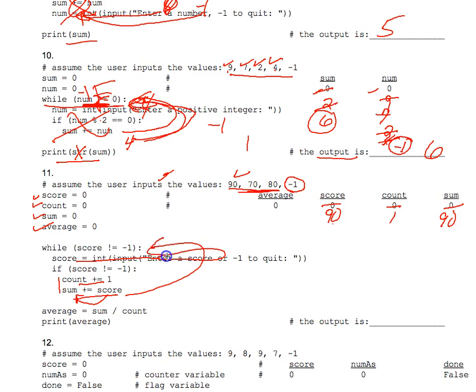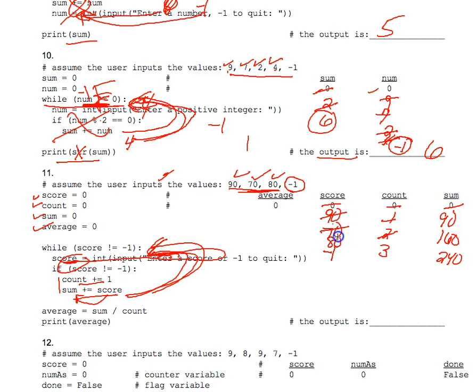We go back up to the top of the loop. We input another number, 70, for score. Score is not -1, so we add 1 to count. We add the 70 into sum. We go back up to the top of the loop. We input the number 80. We add 1 to the count. We add 80 here for a grand total of 240. We go back up to the top. Another number gets inputted for score, -1.